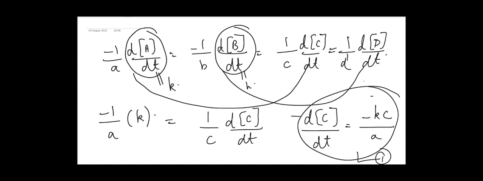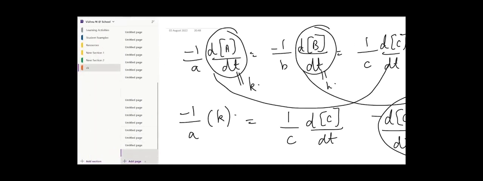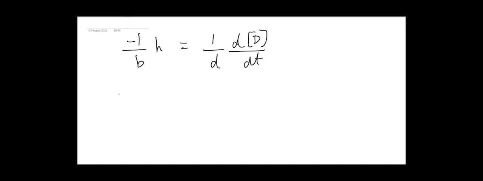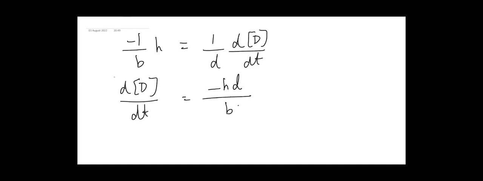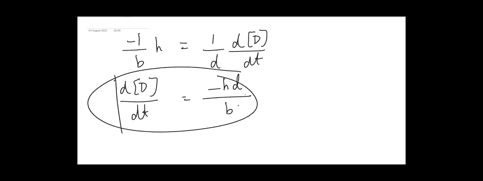Similarly, we can compare the second and fourth term here and write dB by dt was H. So hence we can write minus 1 by b times H is equal to 1 by d times dD by dt. So now dD by dt is nothing but minus H times d by b. Now this we can consider to be equation number 2.